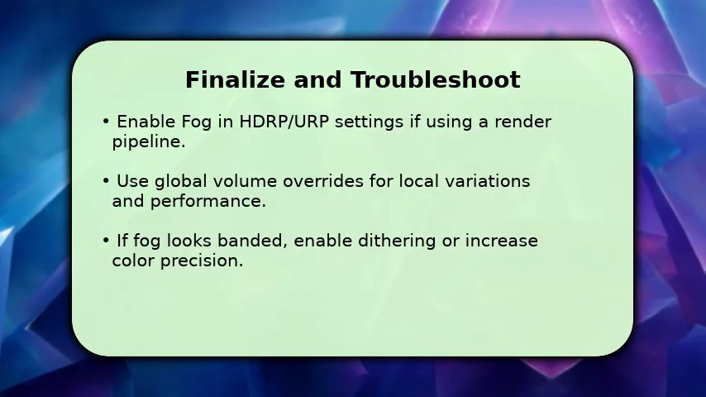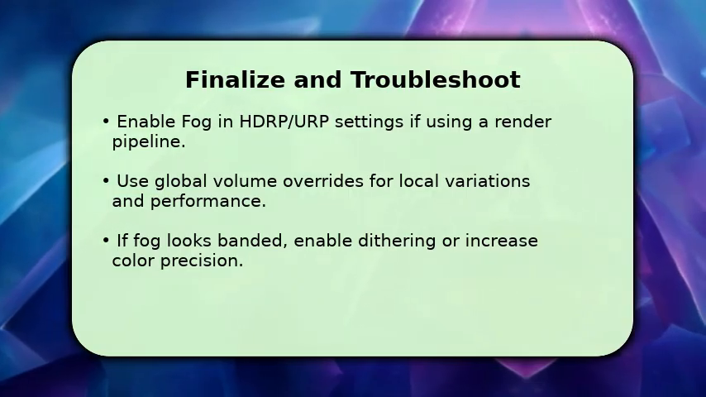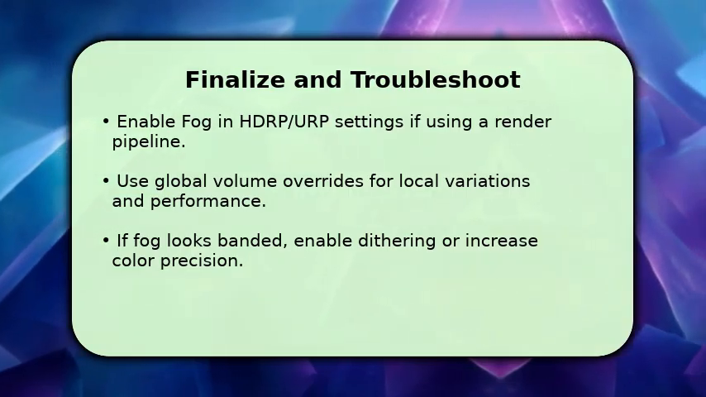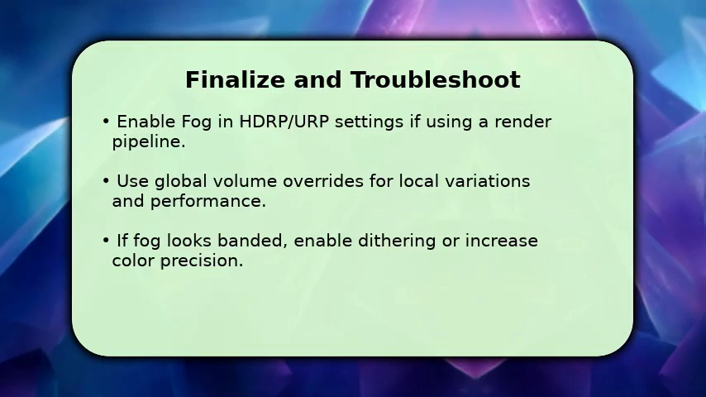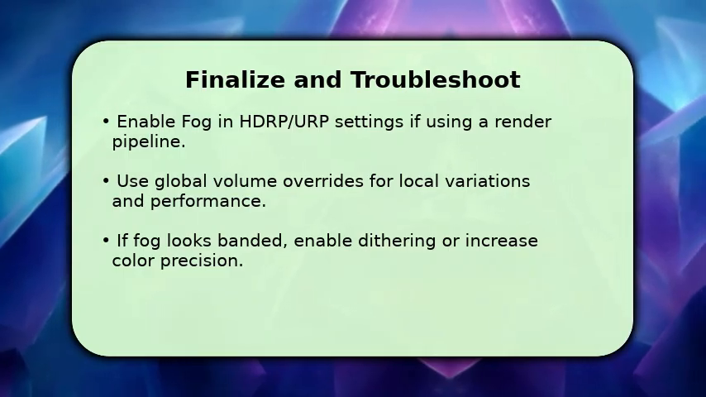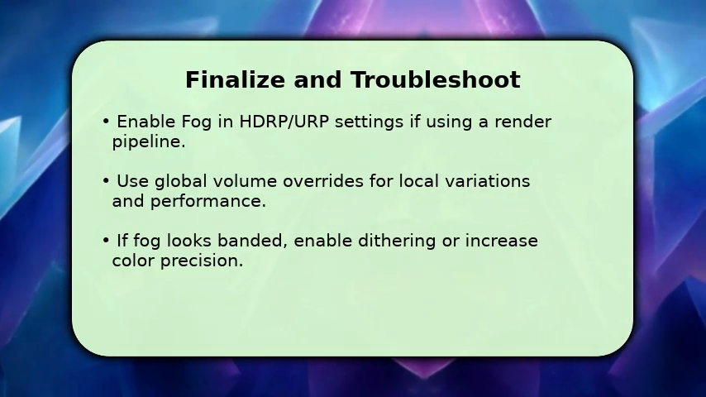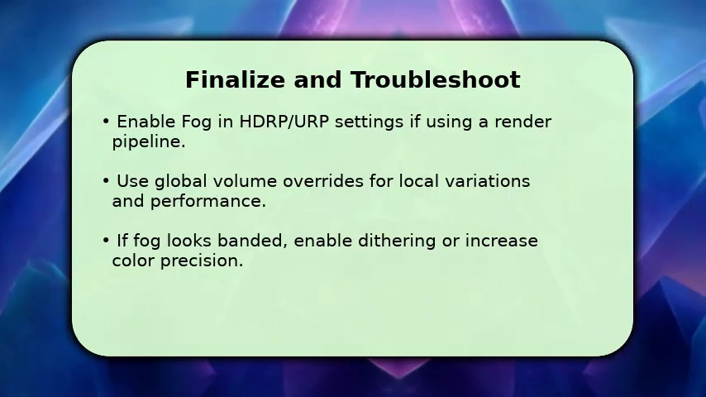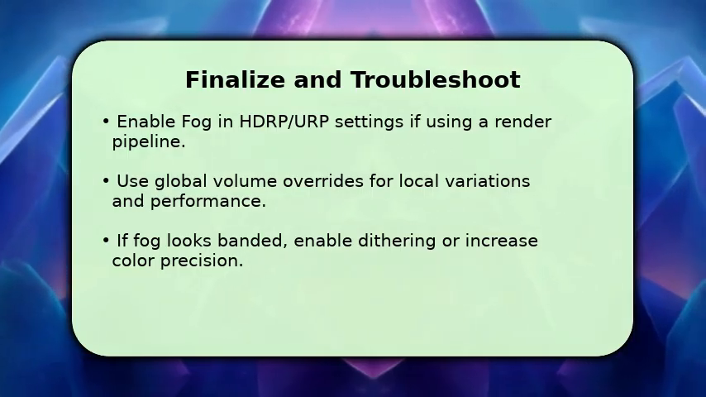If you see banding or stepping, enable dithering or increase color precision. If fog disappears, confirm camera depth and clear flags use a compatible skybox. Finally, save a scene preset so you can reuse consistent fog settings across levels.